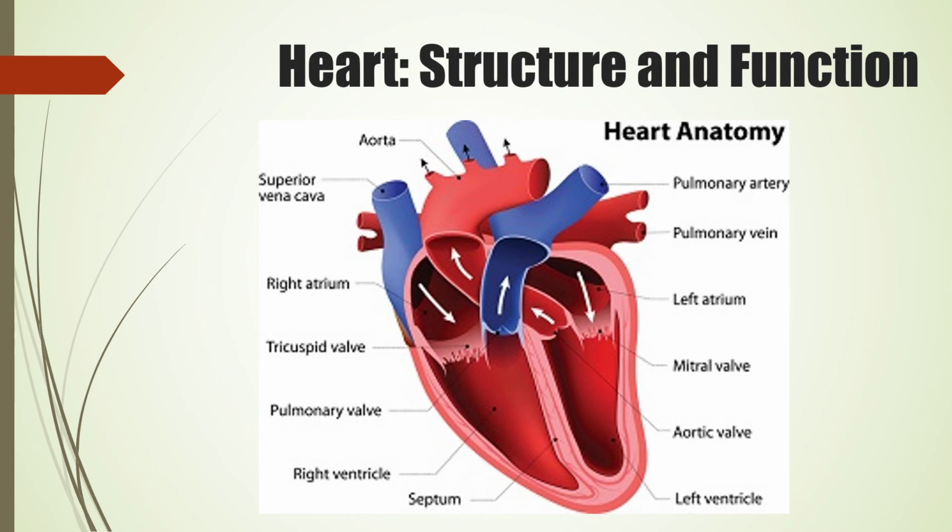Human heart is a muscular organ. It is made up of involuntary cardiac muscles. Remember, it is made up of involuntary cardiac muscles. This question can come as fill in the blanks: Human heart is made up of dash muscles. The answer is involuntary cardiac muscles.